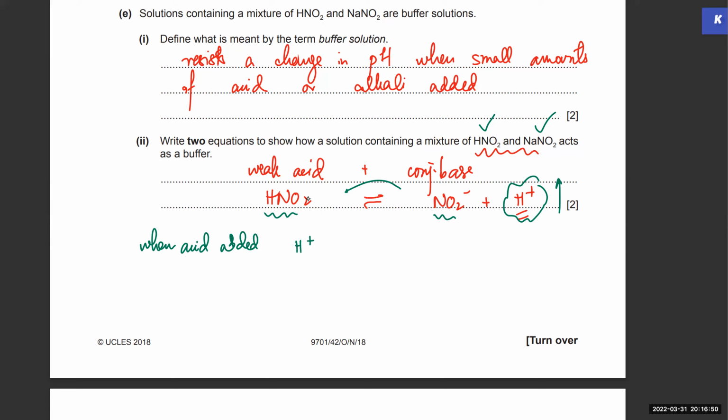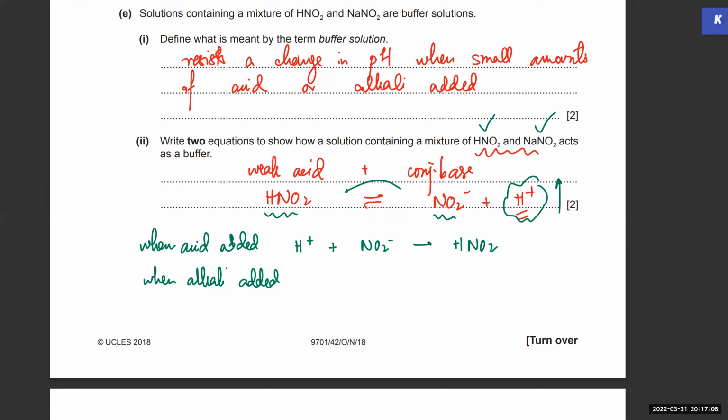So the H+ combines with the NO2- and it ends up forming HNO2. Vice versa, what's going to happen when you add an alkali? When alkali is added, OH-. Okay, so the concentration of the H+ ions will go down. So the equilibrium would shift forward. What will happen is that the equilibrium is going to shift in the forward direction.